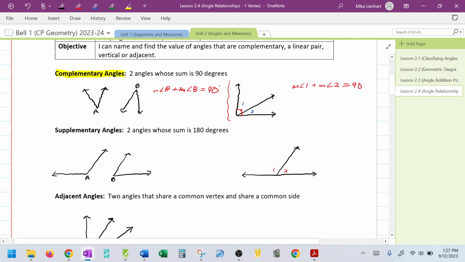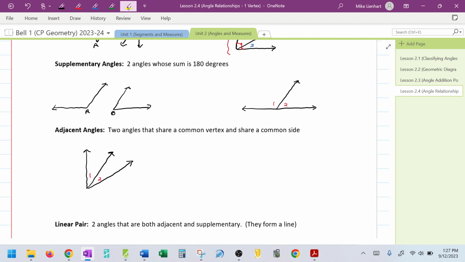Okay? The second type of angle that we need to know are supplementary angles. These are two angles that add up to 180 degrees. Again, they could be separate, like angle A and angle B, and in this case we'd say the measure of angle A plus the measure of angle B is 180, or they could be together on the same line. In this case we would say the measure of angle 1 plus the measure of angle 2 equals 180.